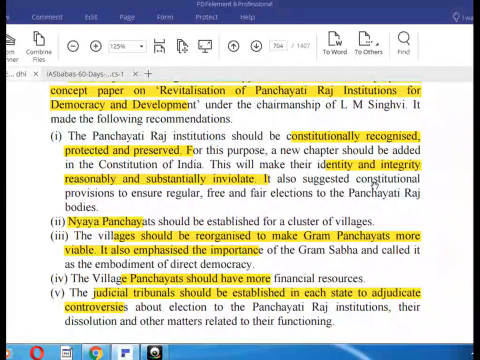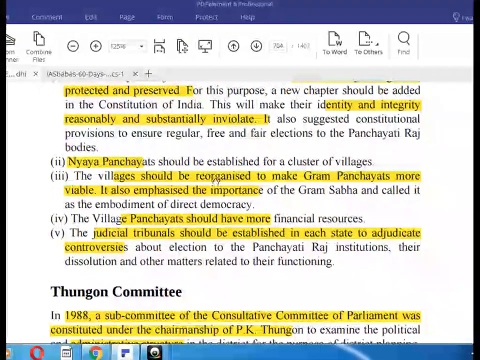It suggested constitutional provisions to ensure regular, free and fair elections to the Panchayati Raj bodies. New Panchayats should be established for a cluster of villages. Villages should be reorganized to make Gram Panchayats more viable. It also emphasized the importance of the Gram Sabha and called it the embodiment of direct democracy. The village panchayat should have more financial resources. Judicial tribunals should be established in each state to adjudicate controversies.